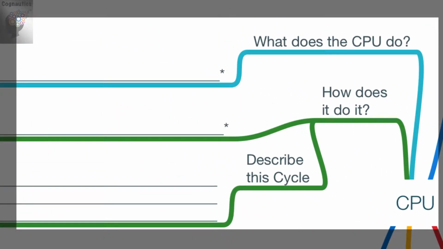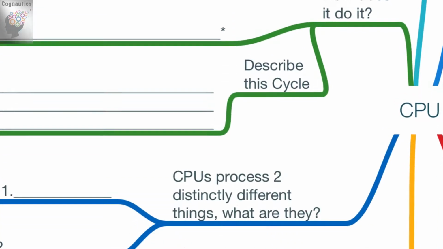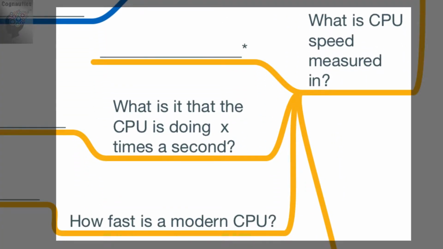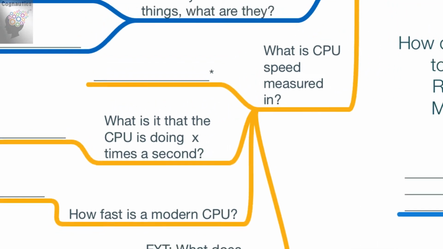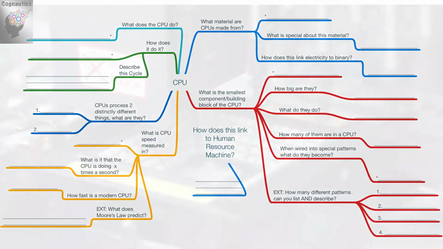We're then going to look at what the CPU actually does. What's its job? What does it do for a living? And then how does it do this? I want to finish by thinking about the speed of a CPU and how that is measured. And once you've achieved that, then your next job will be to go on and actually finish these.